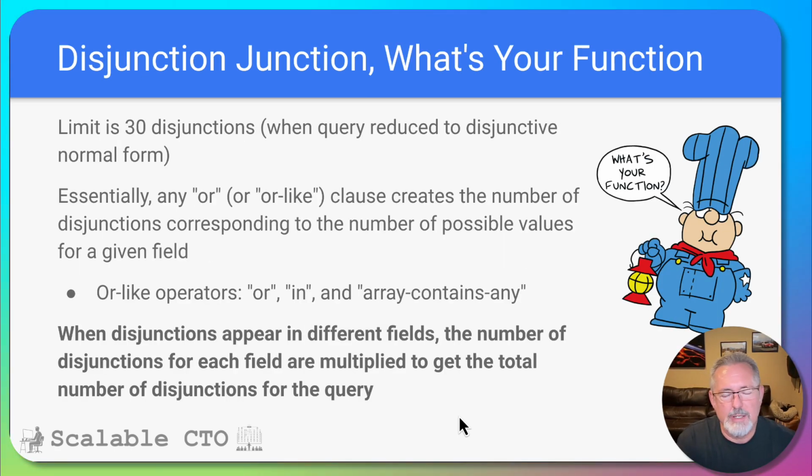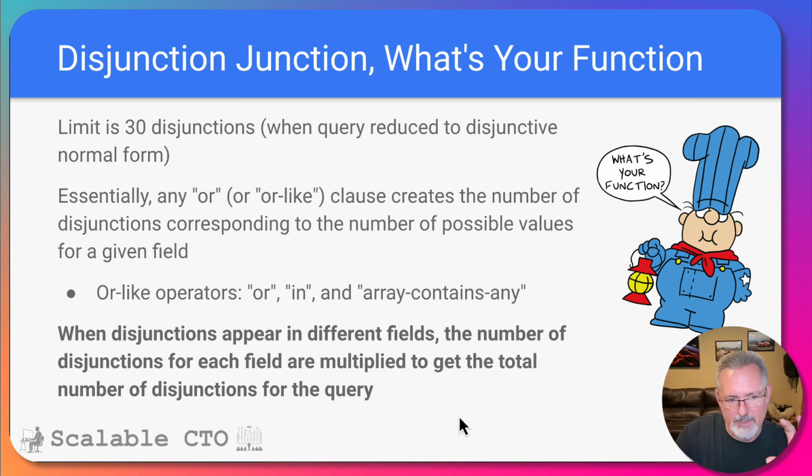So this 30 disjunctions. What I originally thought was that's the total amount of ORs I can have in one query. And that's not what it means. That is one limit: you can't have more than 30 ORs in any given filter because that'll exceed the number of disjunctions. And in, or, and array-contains-any are all essentially different ways to do an or. What it actually means is that whenever a disjunction appears in a field, the number of disjunctions for all fields are multiplied together to get the total for the query. I know that's kind of complicated, but if you think about how it actually works internally, I'll go through an actual example.